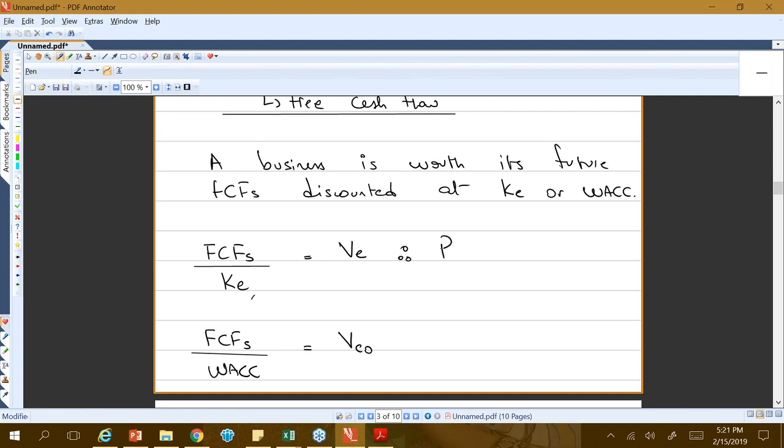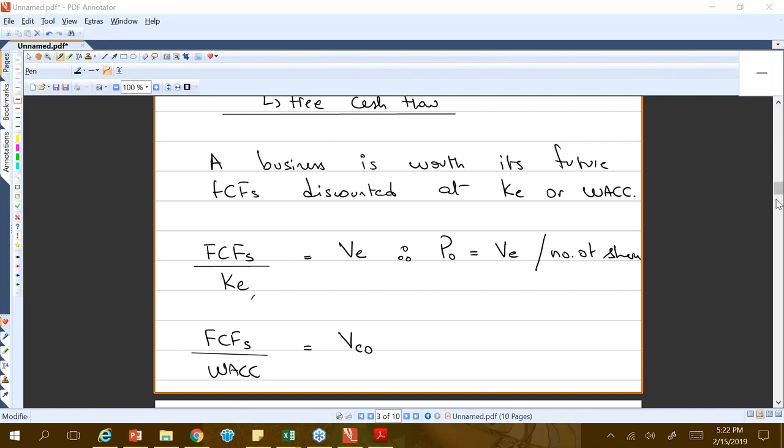And once you've got the value of equity, then P naught is equal to the value of equity divided by the number of shares. And then you've got the value of the company as well. This is a very rare question in this exam, really. But I will highlight one question where this has been tested in the past, where you simply had to take the free cash flows divided by the WACC to arrive at the value of the company. So this is how we value businesses using the free cash flow valuation.